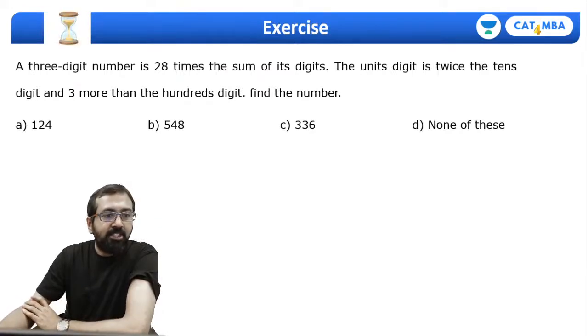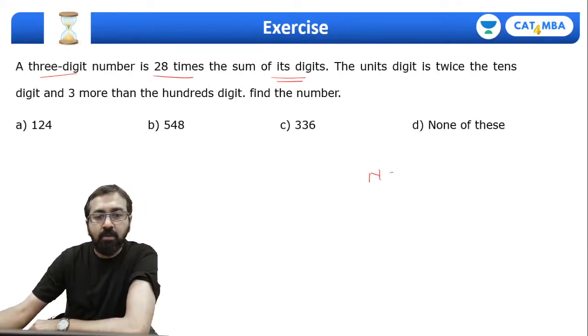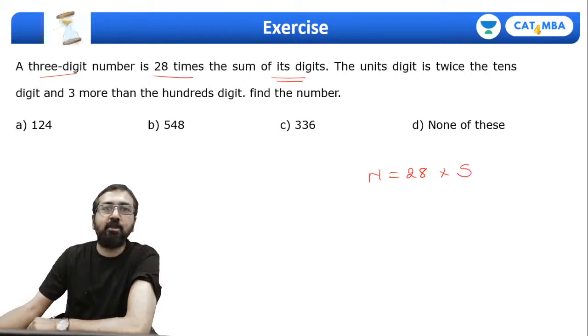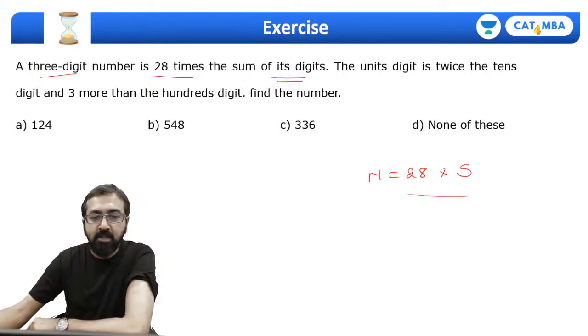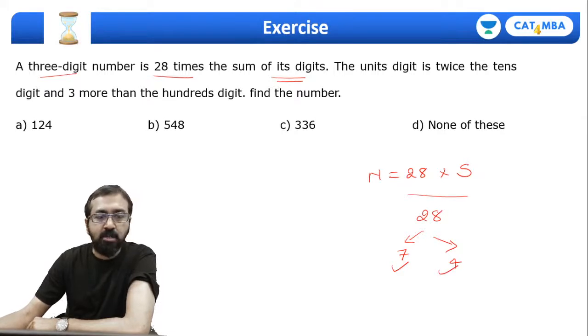There is a 3-digit number which is 28 times the sum of its digits. Matlab, can I say the number is 28 times the sum of the digits? So my number is surely divisible by 28. That means my number is divisible by 7 as well as 4. So quickly check out of these numbers which numbers are divisible by 4. So I can see all the numbers are divisible by 4. Now let's check which of these numbers is divisible by 7.